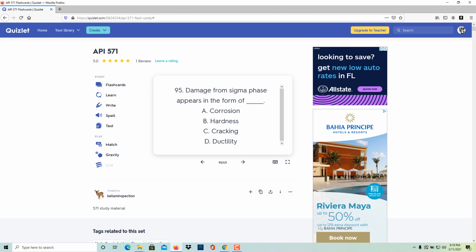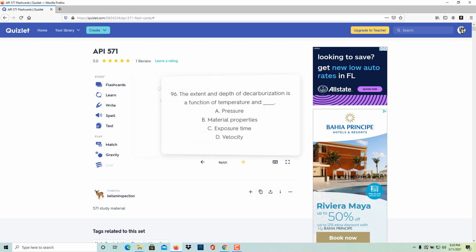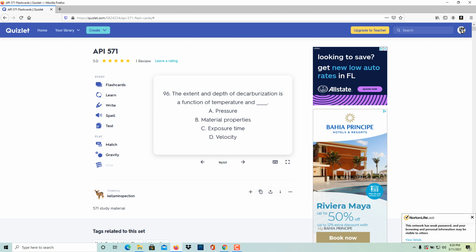Damage from sigma phase appears in the form of blank. Sigma phase damage. Oh man, cracking. Whew. The extent and depth of decarburization is a function of temperature and blank. Decarburization. Exposure time, maybe?